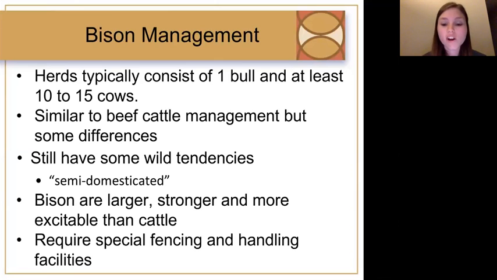So bison are larger, stronger, and way more excitable than cattle. So that definitely needs to be considered. They require special fencing and special handling facilities as well. So you can't just take a bunch of bison out to a farm that's been set up for cattle and hope for the best, because it's going to be a nightmare.